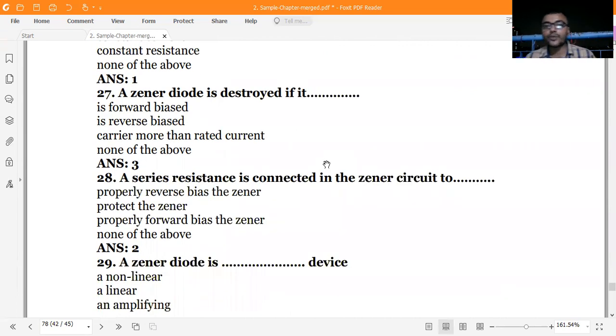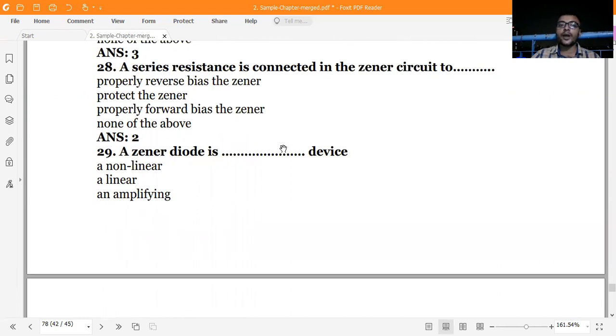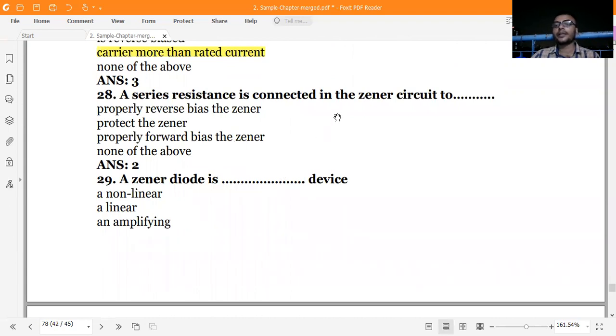A Zener diode is destroyed if it carries more than the rated current. If we supply more than the rated current, it will be destroyed. A series resistance is connected in the Zener circuit to protect the Zener diode.